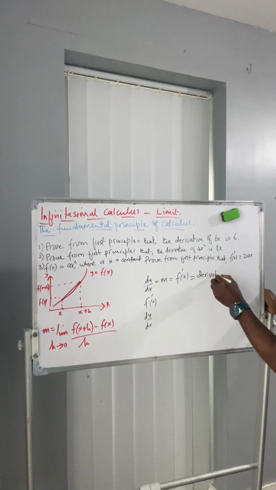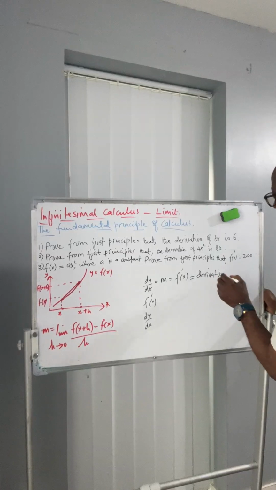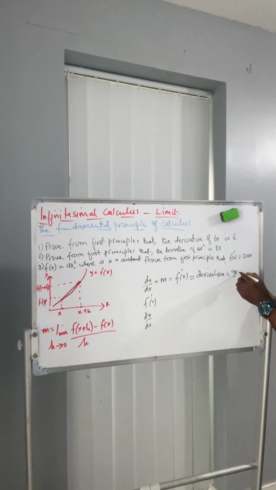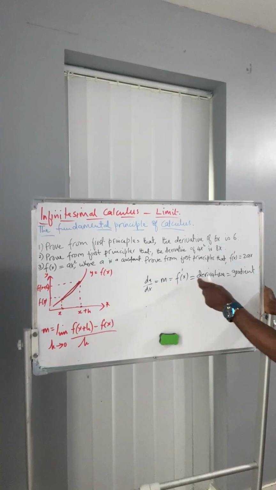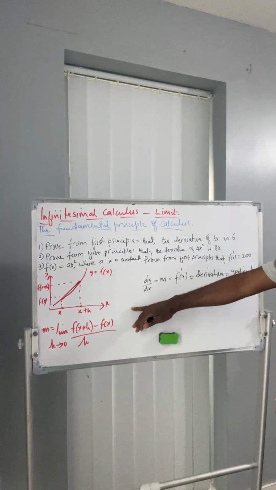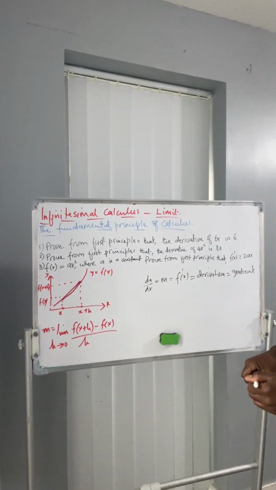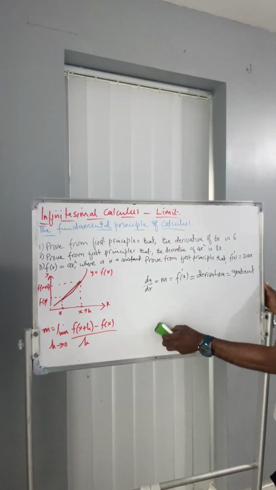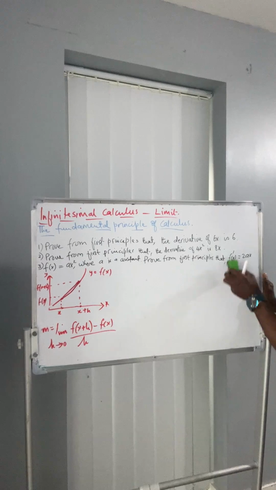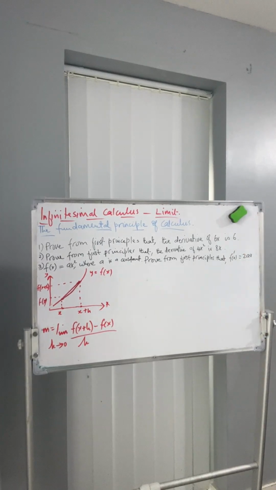And if you want, you can include derivative and gradients. So all these, 1, 2, 3, 4, in fact 5, are all the same. When they say dy dx, you can even call it m, you can call it f prime x, you can call it derivative, you can call it the gradient of the graph if you want. So they are the same. That being said, now let's go to the question.